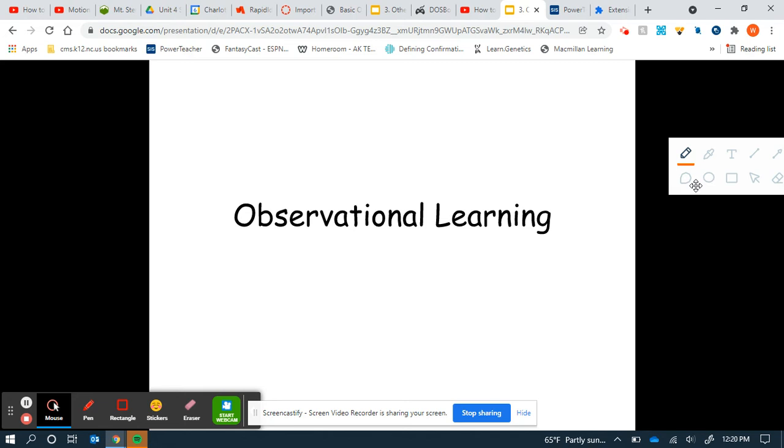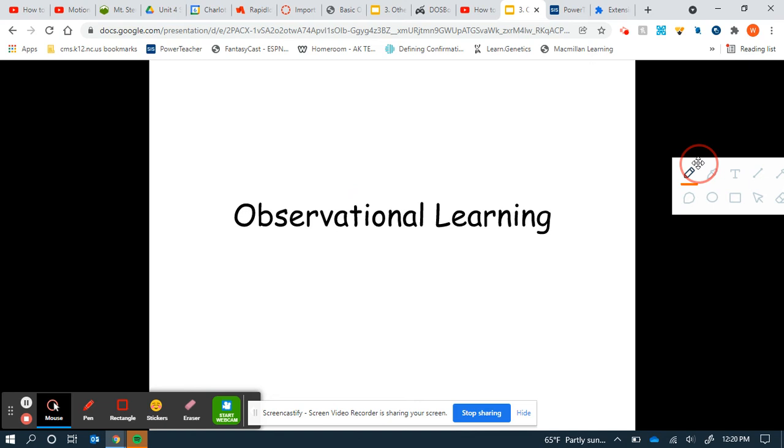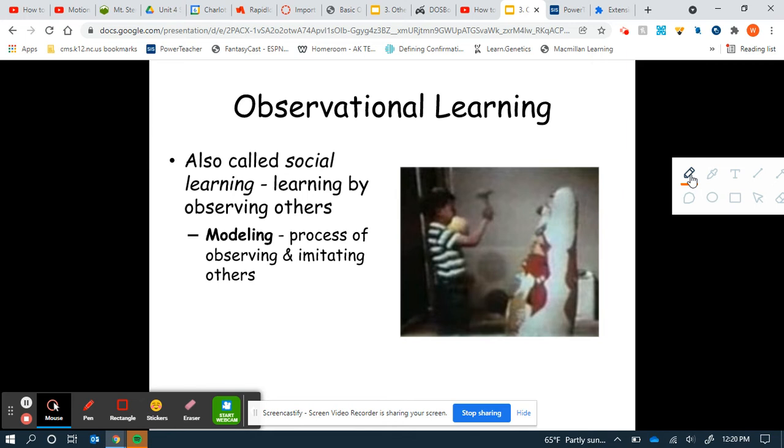All right, finally, observational learning. Okay, we are moving away from the behaviorists. All right, and this falls into what is called the social cognitive perspective. Observational learning is also called social learning, the idea that we can learn by observing others. The process of doing this is called modeling, the process of observing and imitating other people.